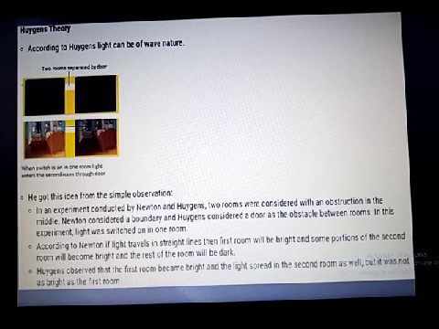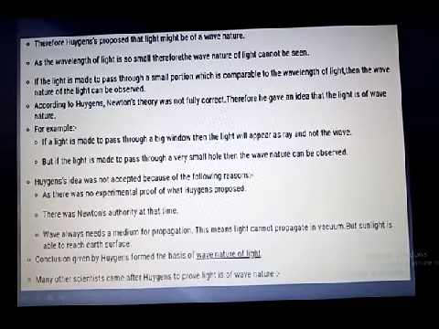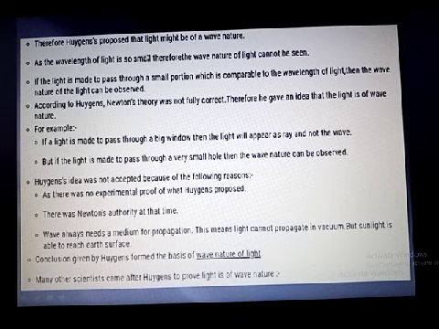Because light has one more property. It is diffracting, that is, bending of the light is happening. So we can consider that it is a wave in nature. Huygens observed that the first room became bright and the light spread in the second room as well. Therefore, Huygens proposed that light might be of wave nature also.